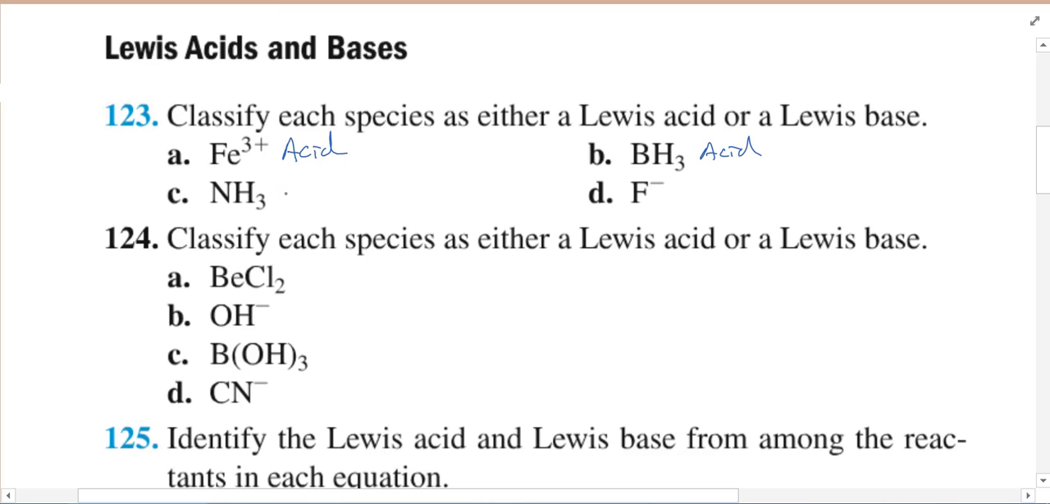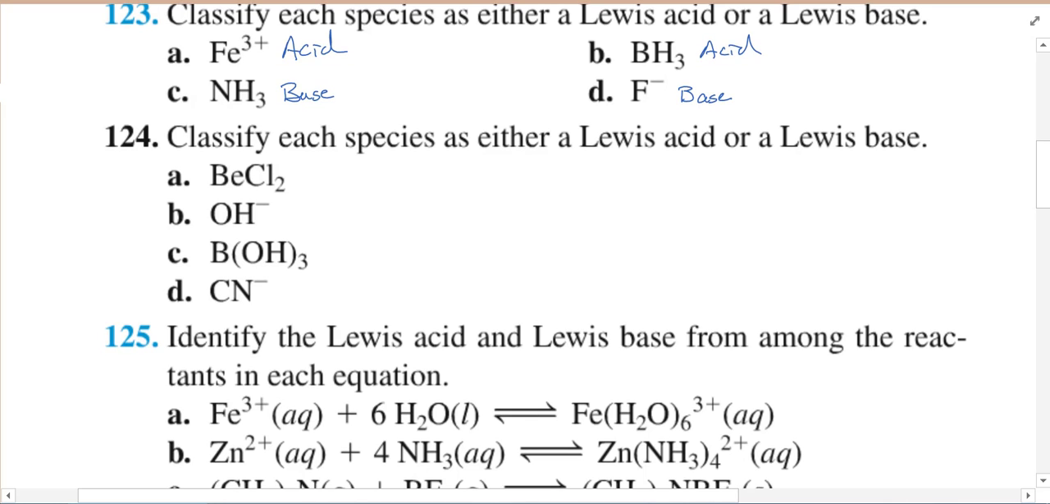NH3, ammonia is a weak base. It's still a weak base. It's always going to be a weak base. Ammonium is an acid. Fluoride, F minus, has an electron pair to donate. Base. So can I donate a lone pair, or do I have a parking spot for a lone pair? If I have an opening here, there's 6 electrons, I'm an acid. I can be an acid. If I have all full, I'm probably going to be a base.